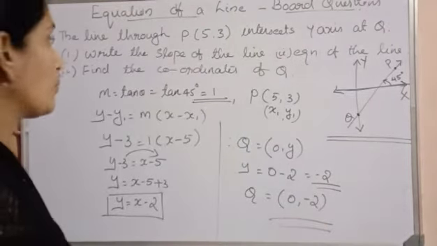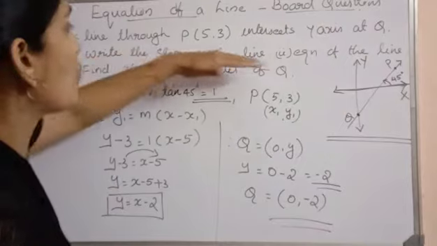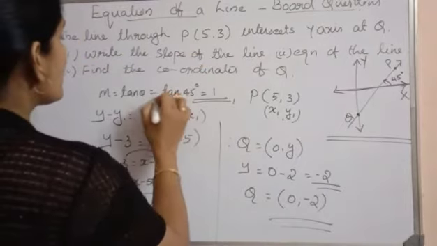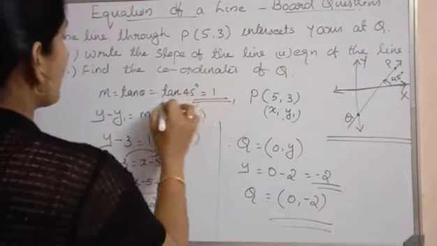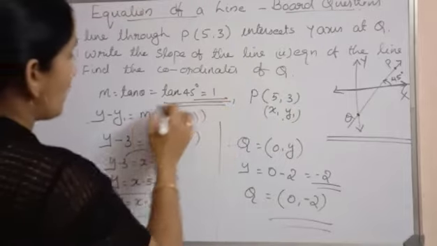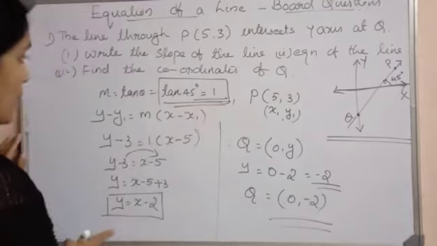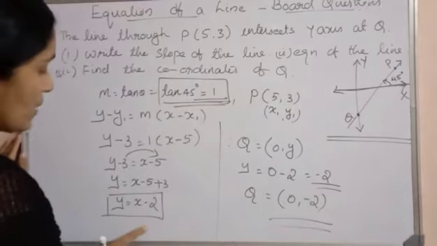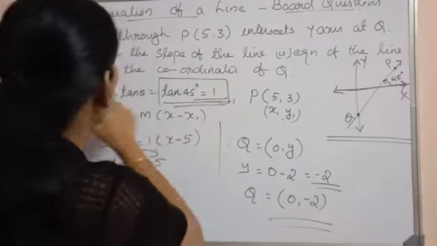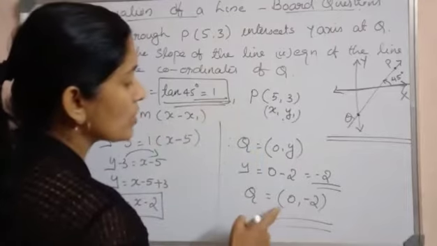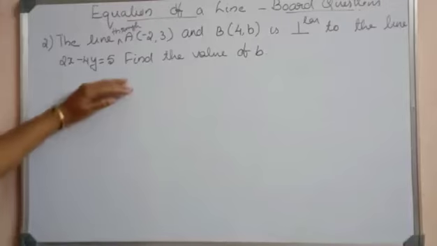These are the three parts of the question. The first one, write the slope of the line. The slope of the line is tan theta, that is equal to tan 45, which is 1. That's the first part. The second part is the equation of the line, that is y is equal to x minus 2. And the third part is the coordinates of Q, Q is equal to (0, minus 2). Look at the next question.